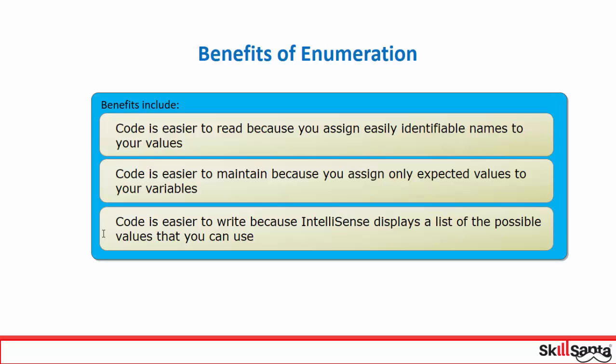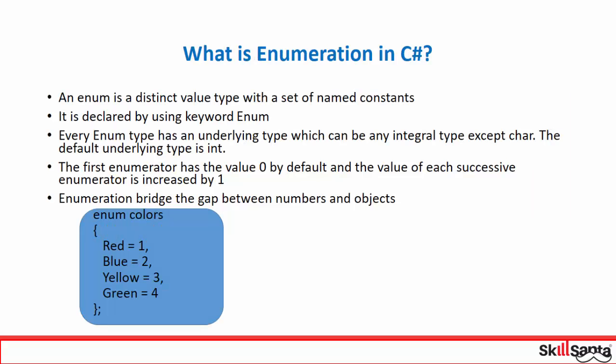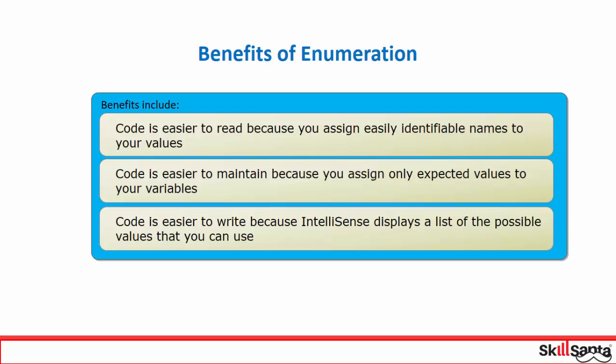In this location, the default value that starts in an enumeration for a name constant is 0. But you can define some expected values in your variable. For example, here red I assign 1, blue 2, yellow 3. So you can assign some different values or some fixed values for your variables.